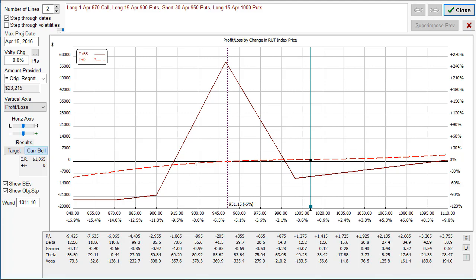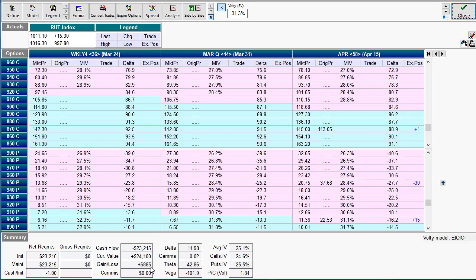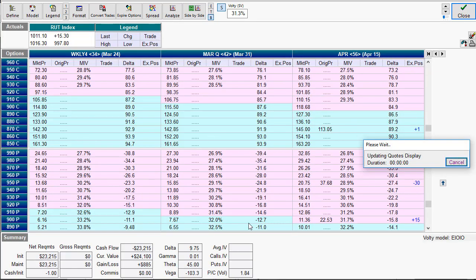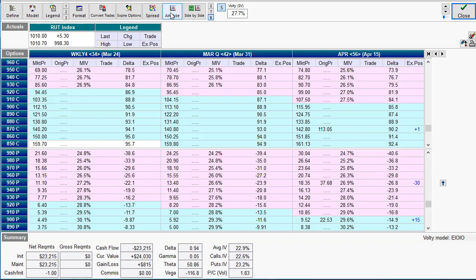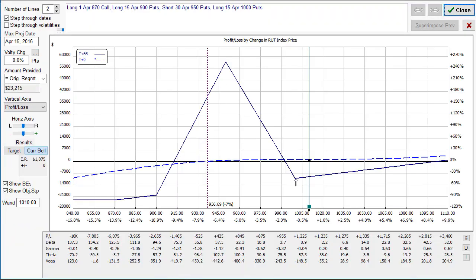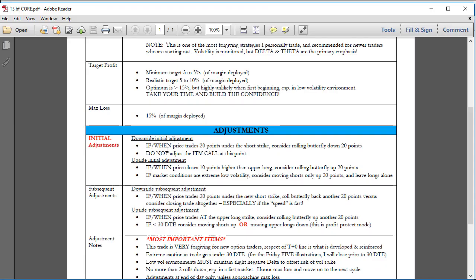Okay, so we'll keep rolling forward a couple more days in time. We have some cushions that are built in the trade. We know that this is a bullish move because we looked at the chart prior to starting this. So this is one condition when the market moves up in your favor. As soon as we get above this upper long, we have to be considering to do something. If price closes 10 points higher than the upper long, consider rolling the butterfly up 20 points.